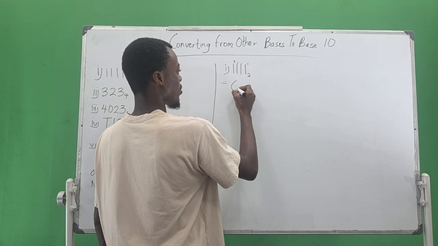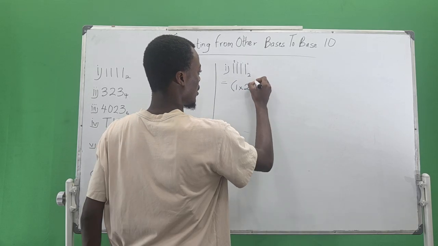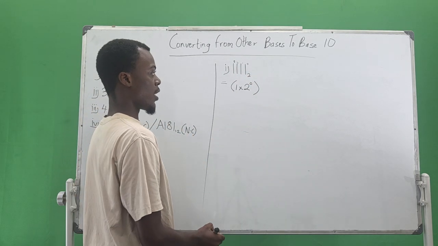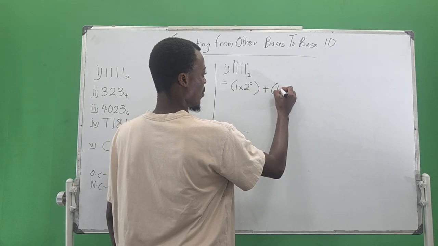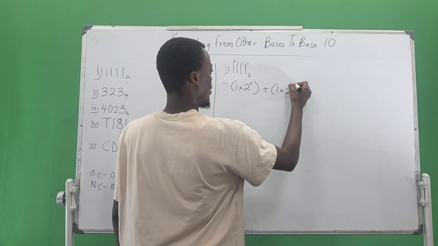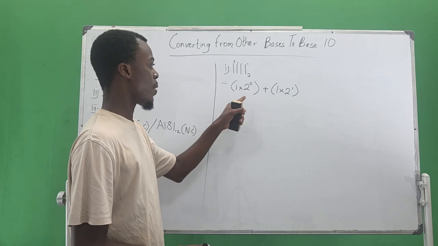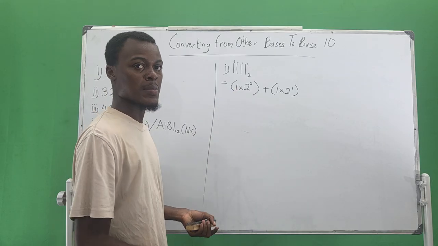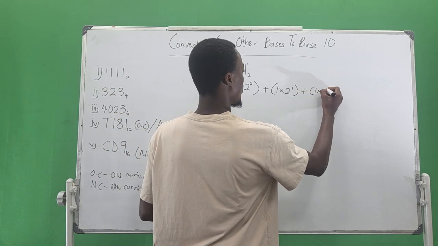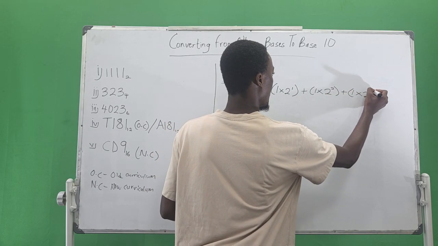So the first one that you write is 1 times 2 exponent 0. The power of the first one is 0, so the next one will be 1. This is just the power of the bases when you are simplifying them. We move on to the next one, which is 1 times 2 exponent 2, plus 1 times 2 exponent 3.